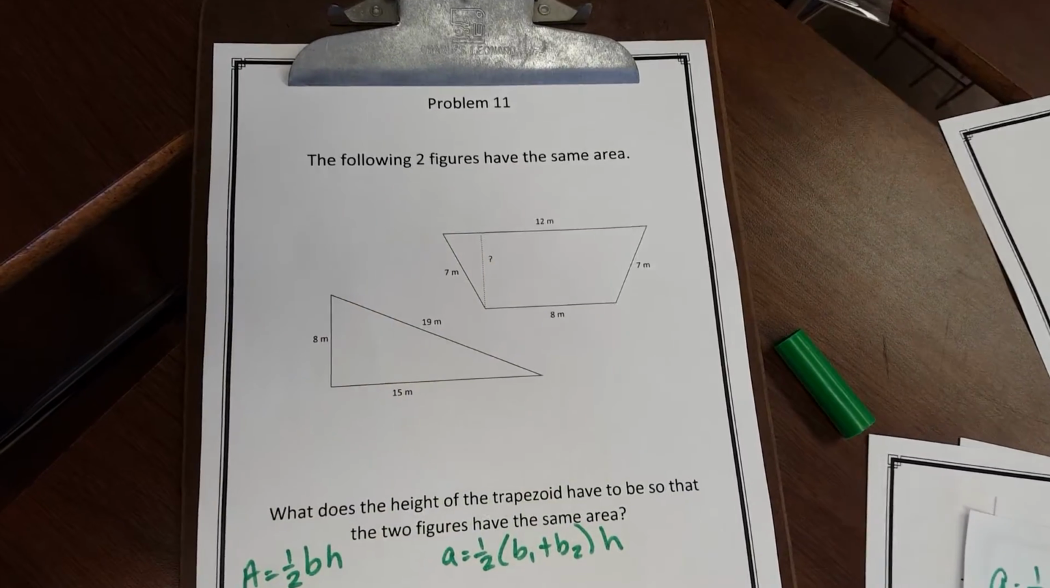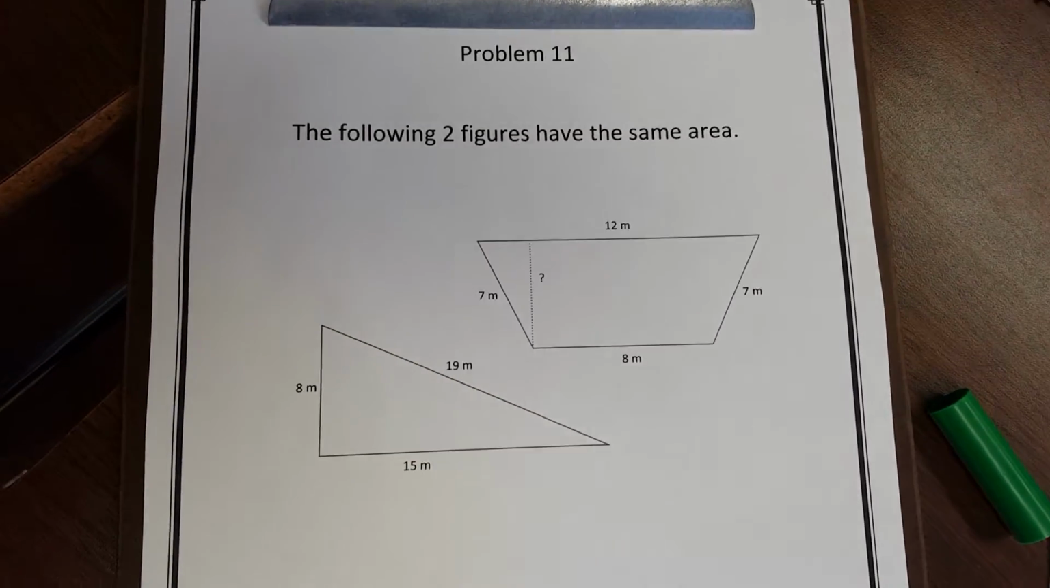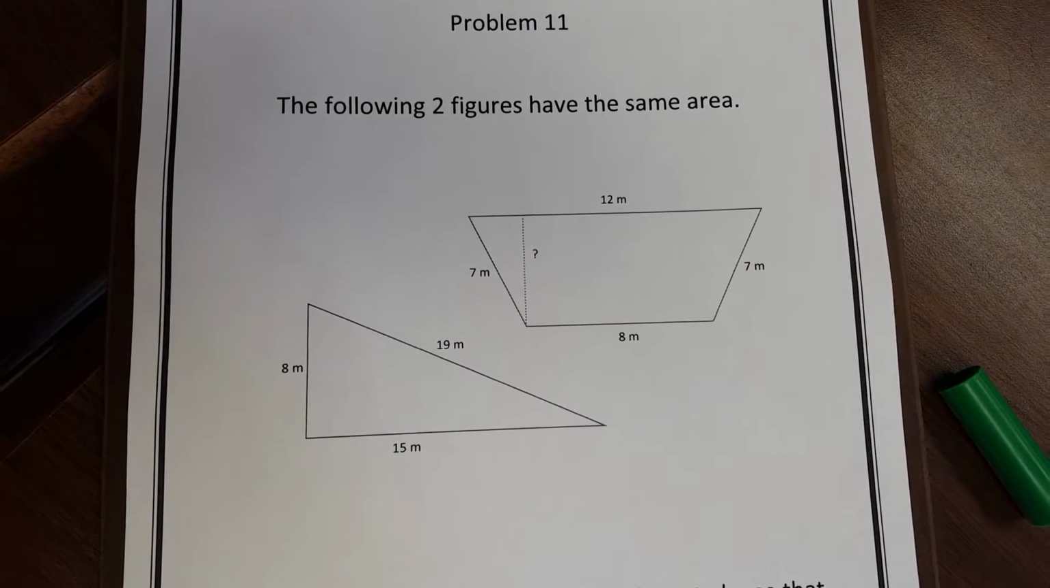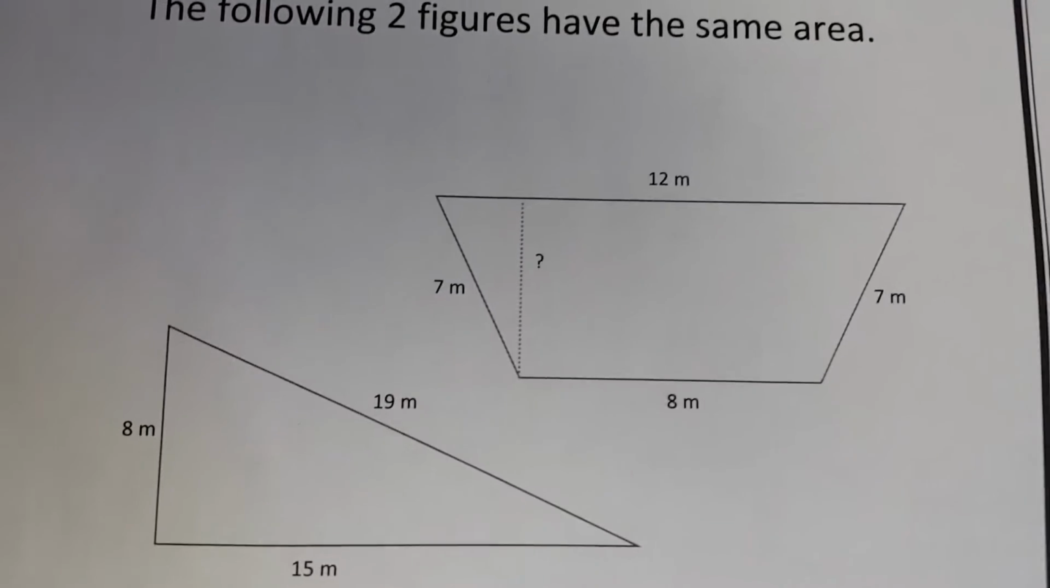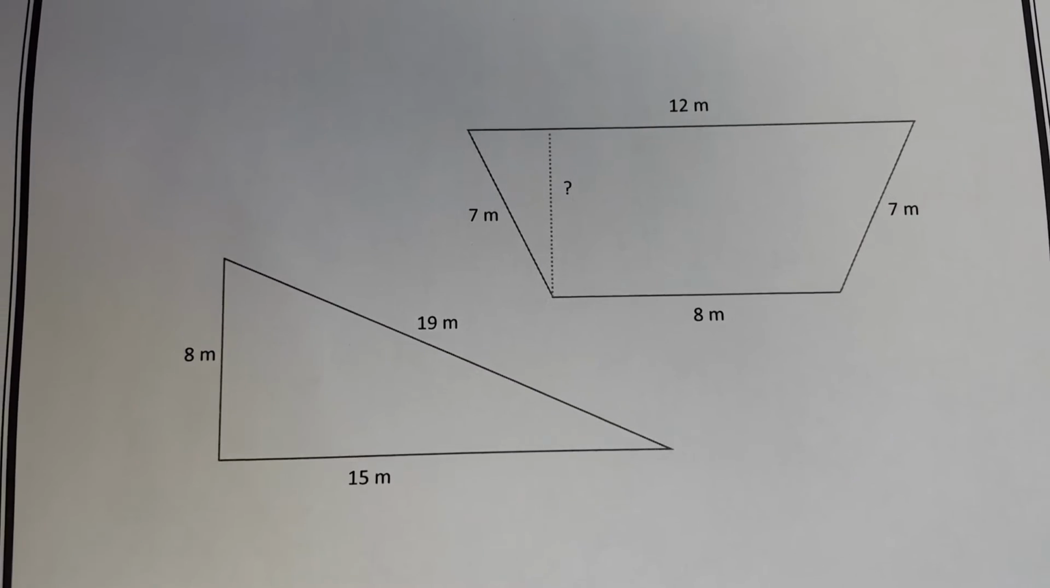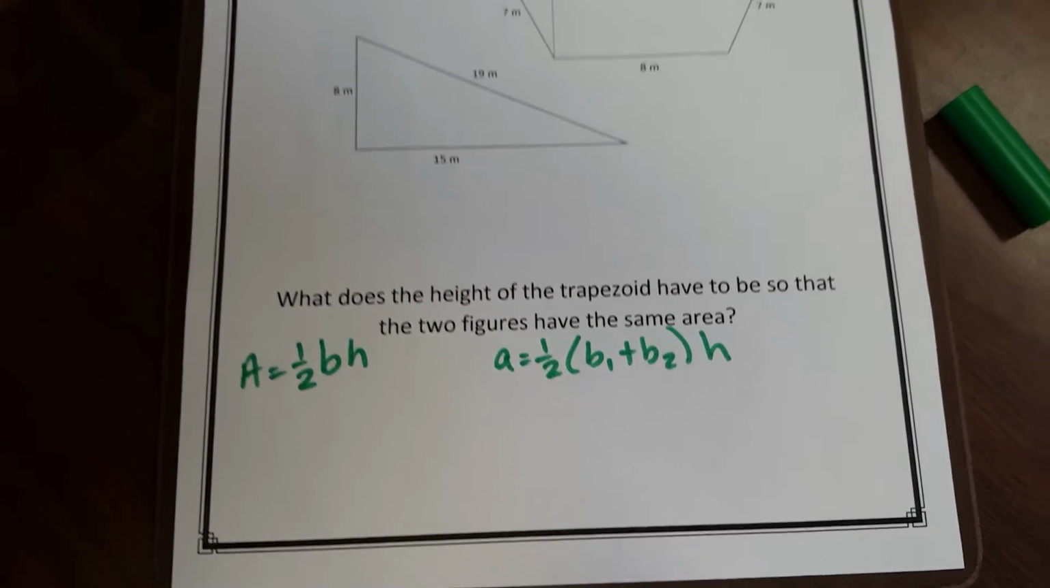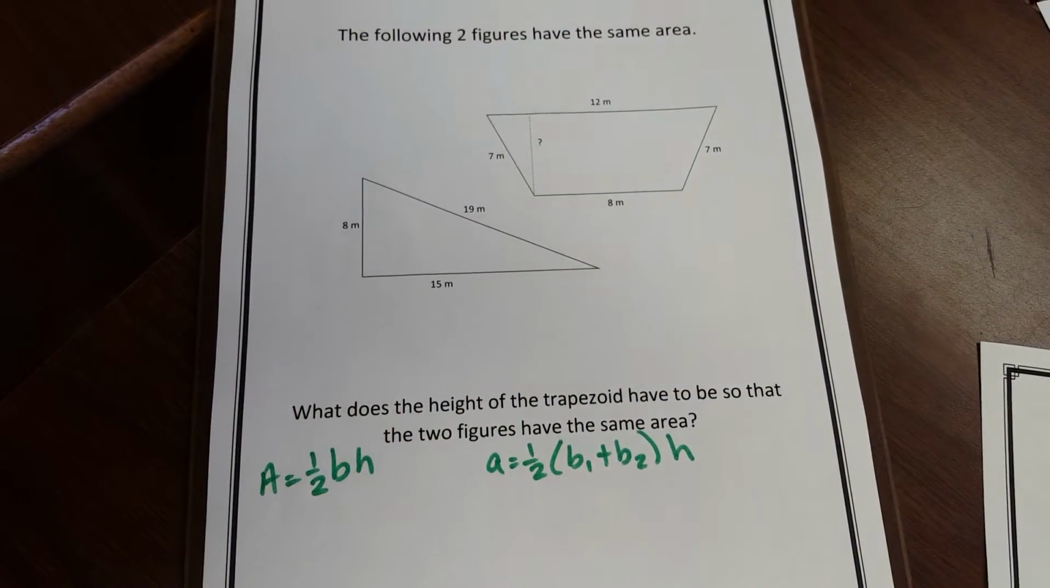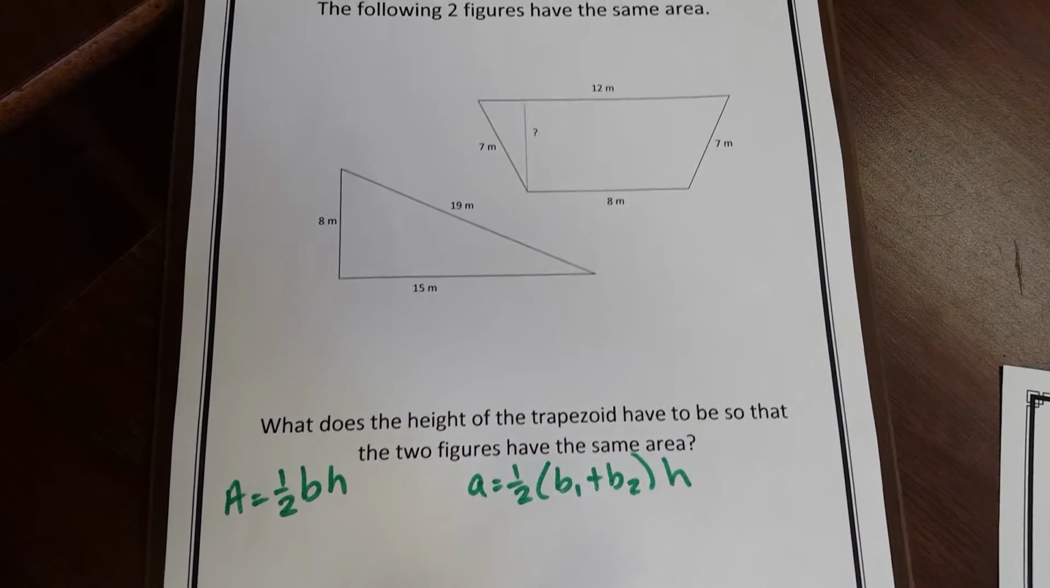Okay, welcome back. The last problem here is problem 11. It says these following two figures have the same area. So we have a trapezoid and a triangle. What does the height of the trapezoid have to be so that both figures have the same area?